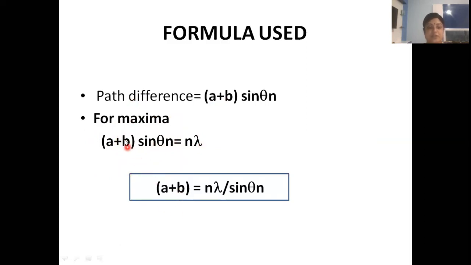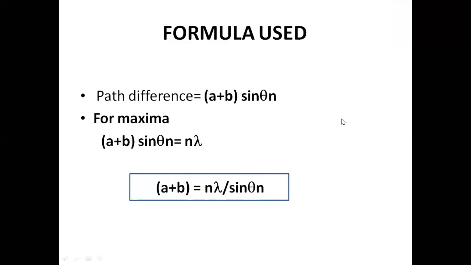Here a plus b is the grating element. It can be written as n lambda over sine theta. What is the meaning of the various symbols used here? a plus b is the grating element, n is the order of diffraction, lambda is the wavelength of light, and theta is the angle of divergence. So this is the formula which we are going to use to find the grating element in our experiment: a plus b equals n lambda over sine theta. This is the formula used. So, what is lambda? Lambda is already given to us, as I told you, it is mentioned on the laser.